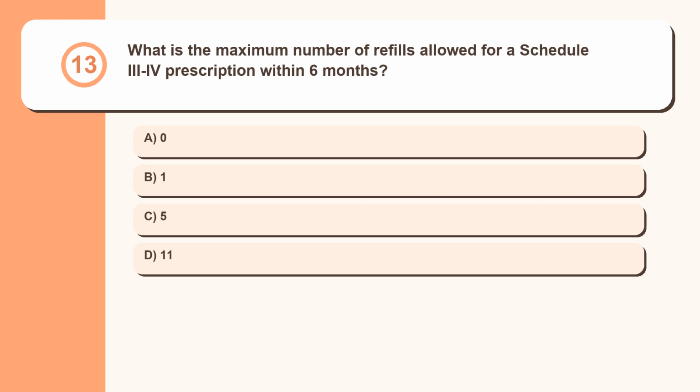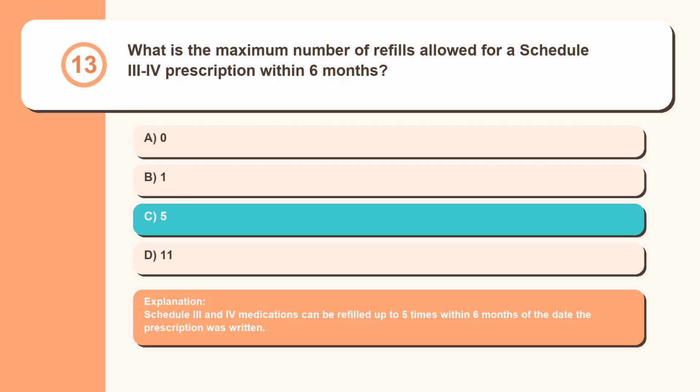Question 13. What is the maximum number of refills allowed for a Schedule 3/4 prescription within 6 months? 0, 1, 5, 11. Schedule 3 and 4 medications can be refilled up to 5 times within 6 months of the date the prescription was written.